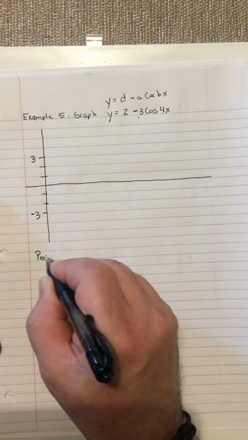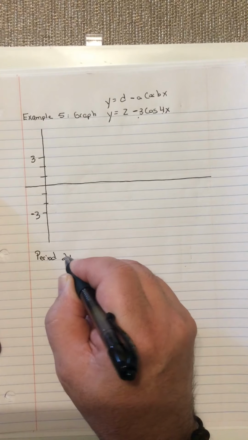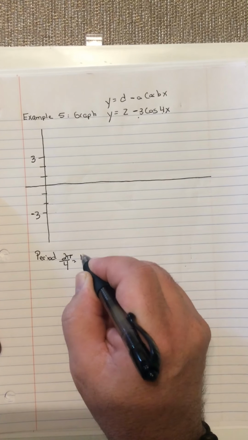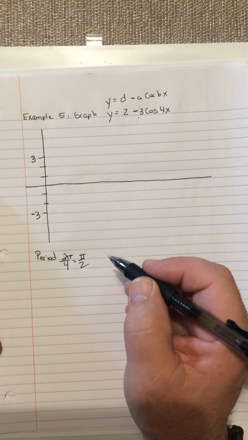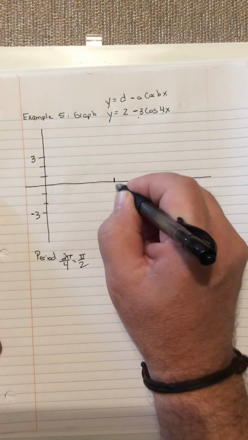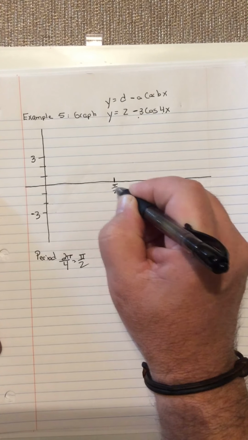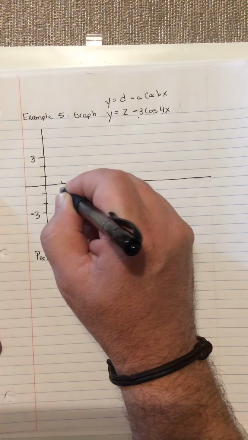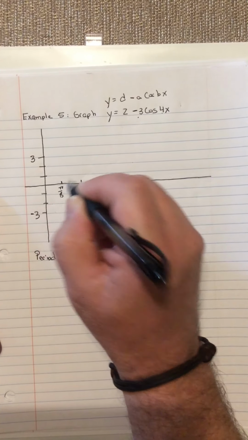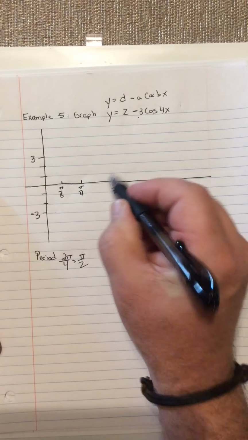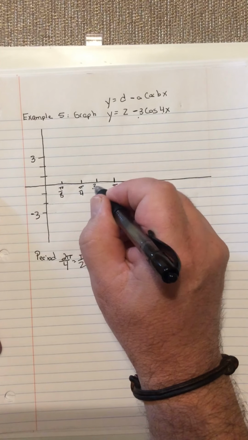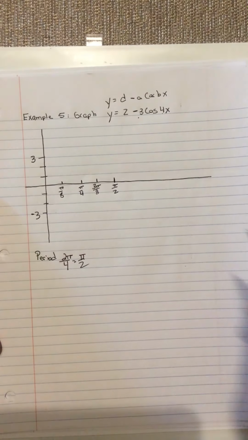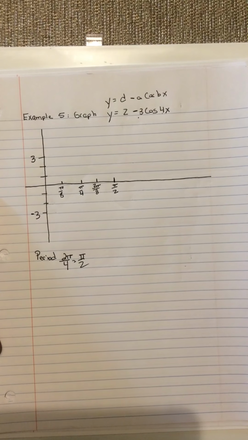So period is 2 pi over 4, which is pi over 2. So I'll mark my period out. Pi over 2 in half would be pi over 4. Half again would be pi over 8. If I count it, 1 pi over 8, 2 pi over 8, here's 3 pi over 8. That's just period and amplitude I have marked out.